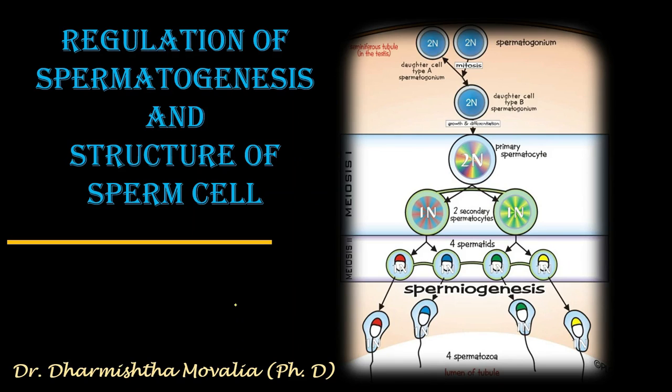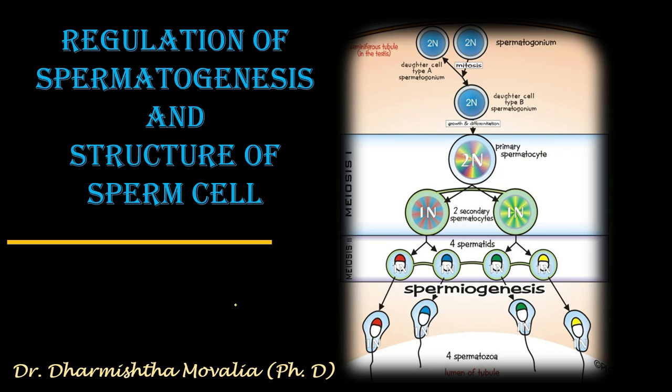Today we will discuss the regulation of spermatogenesis and the structure of sperm cells. This is one of the important topics of human reproduction in standard 12. Spermatogenesis is the formation of sperm cells, and we will look at what regulates the formation of sperm cells. Then we will discuss the structure of sperm cells.